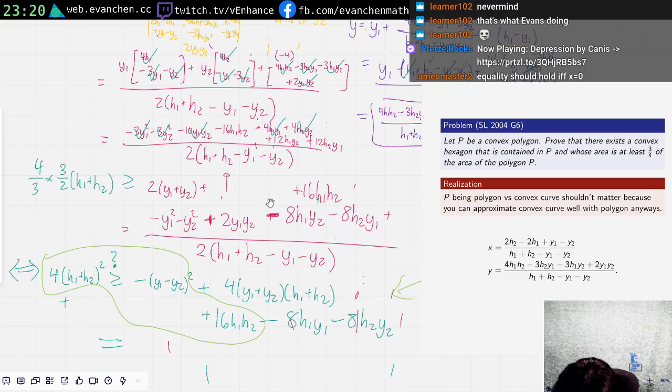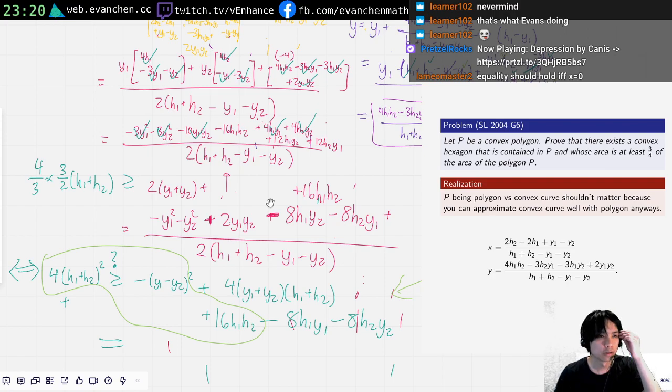Oh wait, no, no, no, no, no, no, no. Equality should hold if and only if x is 0. I already forgot what x was. Is that true? Equality holds if and only if x is 0? Why?